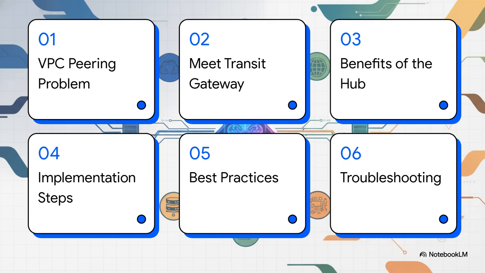So here's our roadmap for today. We're going to look at the VPC peering problem, introduce Transit Gateway, walk through the benefits, hit the 6 implementation steps, and then wrap up with best practices and troubleshooting.